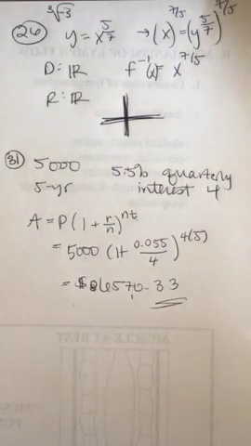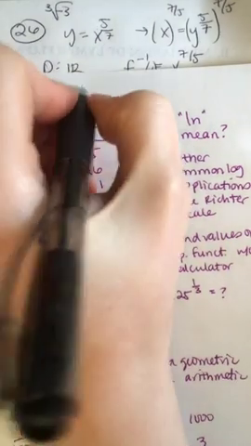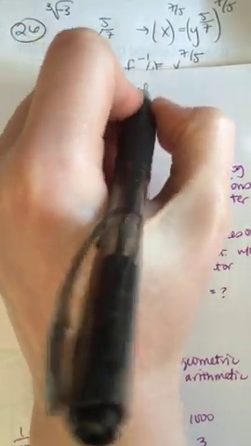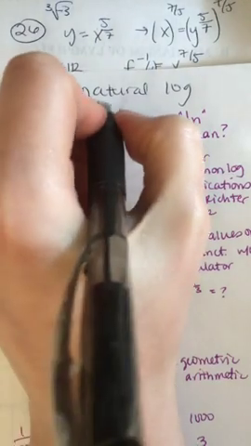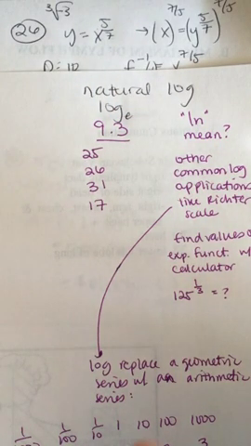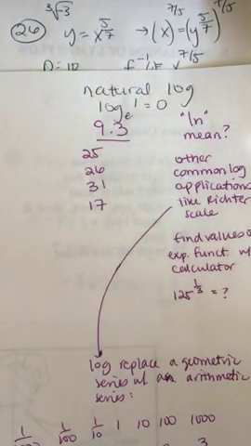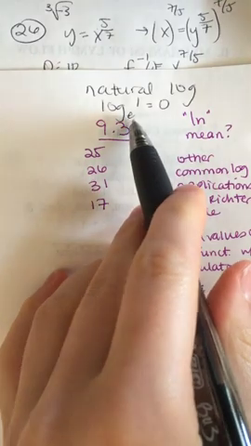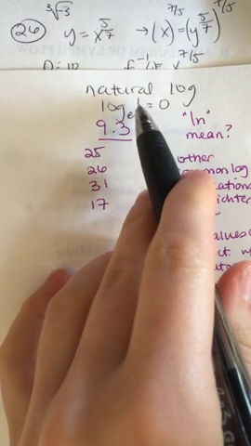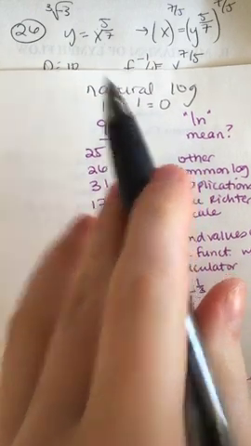All right, and that ends the specific questions. General questions. ln means natural log. That's a log with a base of e. So log base e of 1 would equal 0, because any base doesn't actually matter. If the argument is 1, you know your answer is 0, because anything to the power of 0 is 1.